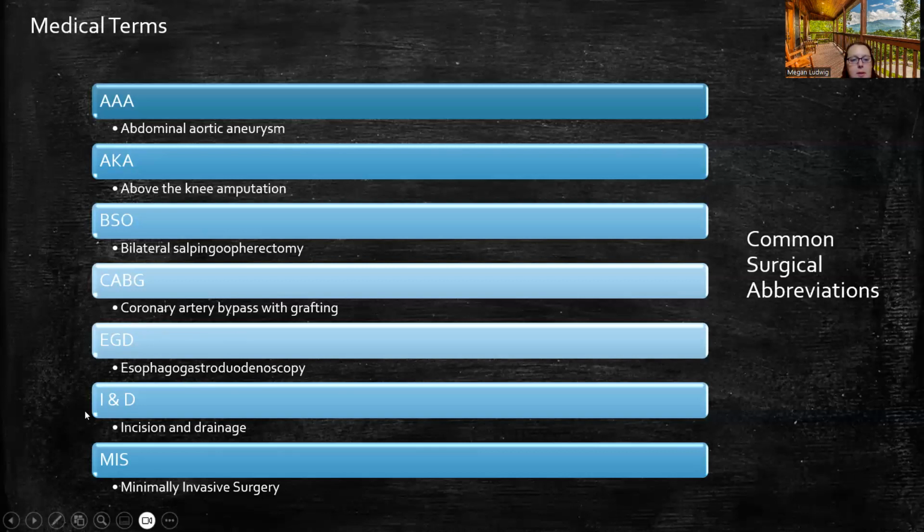I and D stands for incision and drainage. We'll make an incision usually into something that is gross and abscessed, infected, and we need to get all that infection out, drain it. And then MIS stands for minimally invasive surgery. They're kind of moving towards MIS type of surgeries here. It's better for the patient, usually quicker recovery. Minimally invasive.